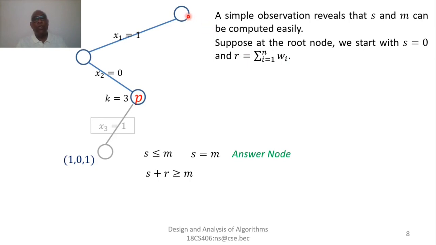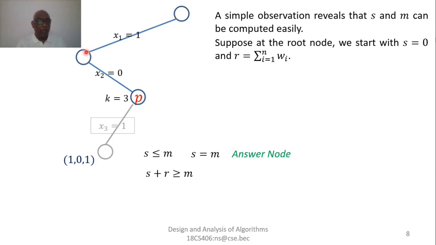Suppose we have started at the root node. At the root node, what are the values of S and R? At the root node, we haven't chosen any weights. So the sum of the weights included should be equal to 0 because the root node does not define any partial solution. It's a null solution at the root node. So the value of S equal to 0. What is the value of R? All the weights are remaining because no weight has been considered yet. So the value of R equal to sigma i equal to 1 to n of wi. That is the sum of all the weights given in the statement of the problem.